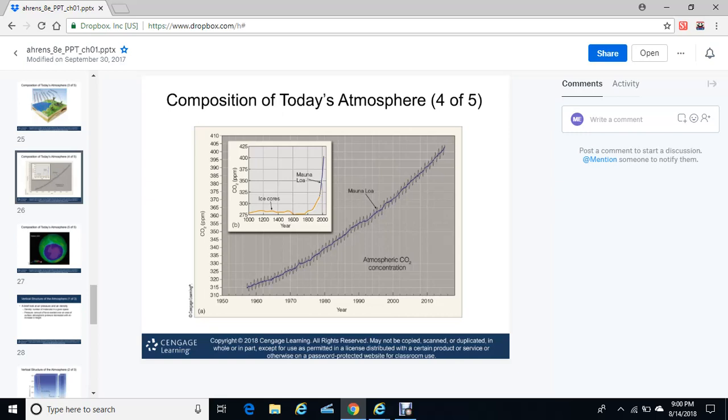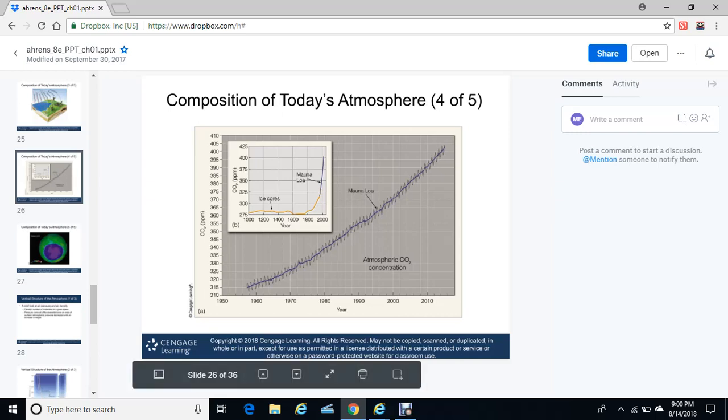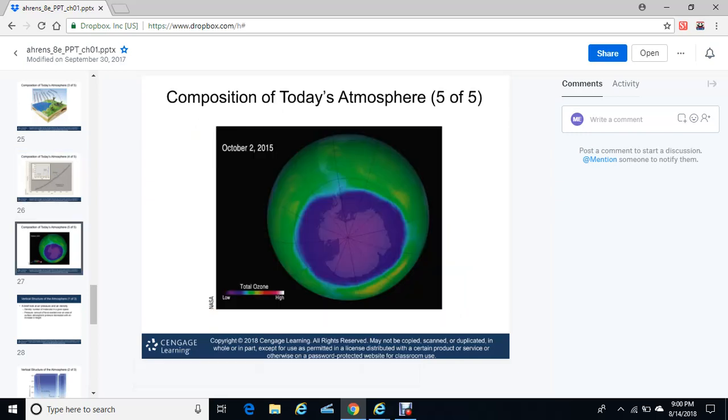So you can see a dramatic increase in the CO2 in the atmosphere since we started observing this back in 1958. Taking a look at this is the ozone hole as of October 2nd, 2015. The total amount of ozone.